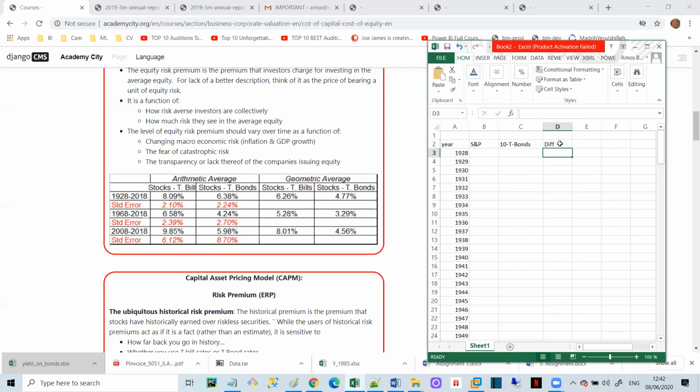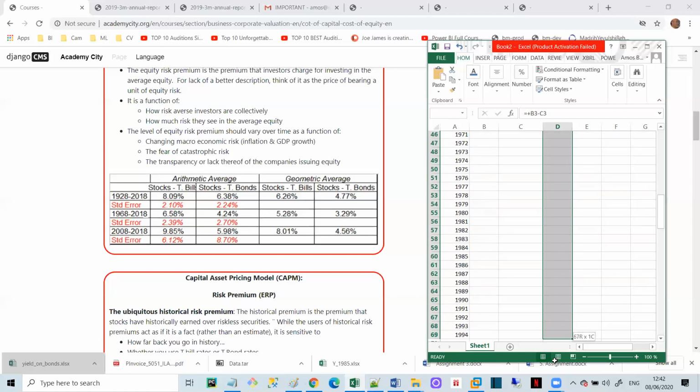Fair enough? After I take, let's say this year, I'm just making it up, okay? I don't remember, I have it probably somewhere. Let's say that was 5%. And that was 1.1%. Okay, the difference will be 5 minus 1.1. That will be the risk premium for that specific year. I will do the same thing for every year, so I will get a whole long column of the differences. Fair enough?